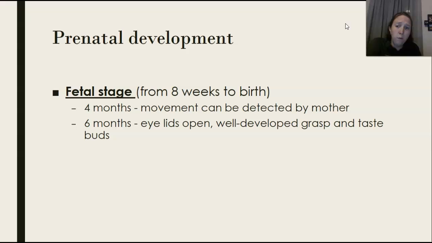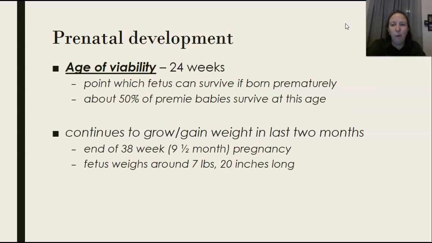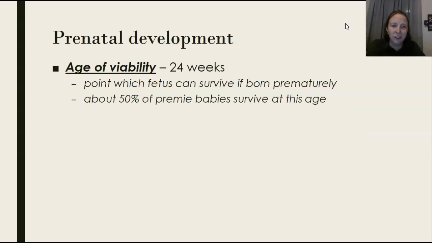At the 4-month mark, movement can be detected by the mother. They can feel the baby kick or move around or thump. And at 6 months, a fetus has their eyelids open and has a well-developed grasp and taste buds. Then we have, I'm just scrolling through, aren't I? At 24 weeks, this is the age of viability.